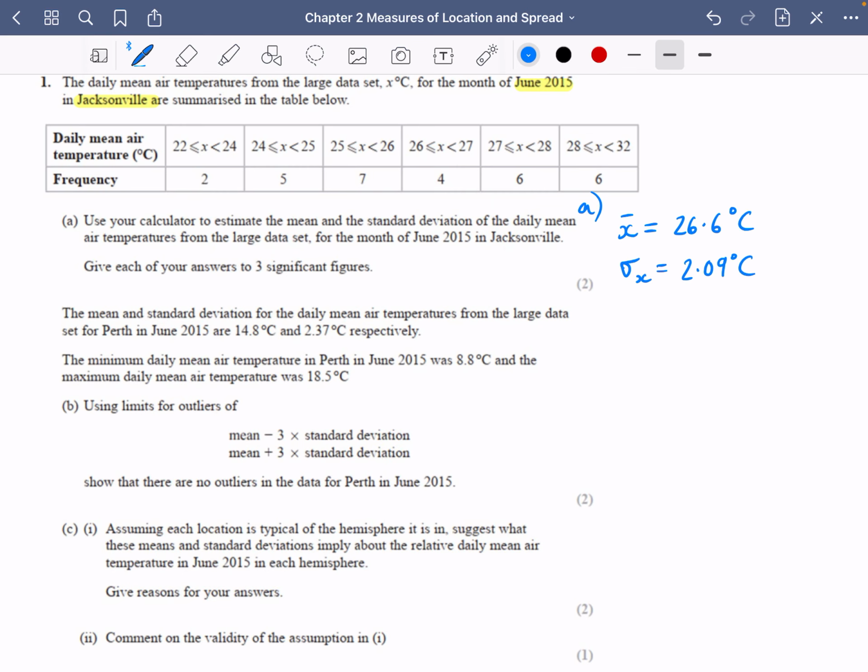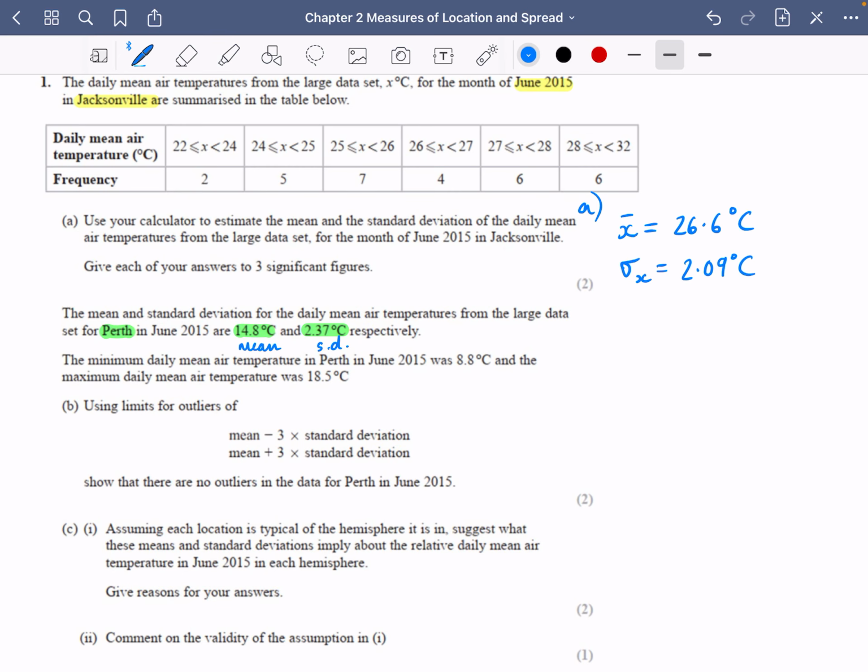It then has a completely different thing. It starts talking about a different place. It says that the mean and standard deviation for the daily mean air temperature, so we're still talking about the daily mean air temperature for Perth in June 2015, are 14.8 and 2.37. So this one is the mean, and this one is the standard deviation. The minimum daily air temperature in Perth is 8.8, and the maximum daily air temperature is 18.5. Using limits for outliers of the mean minus 3 times the standard deviation and the mean plus 3 times the standard deviation show that there are no outliers in the data for Perth.